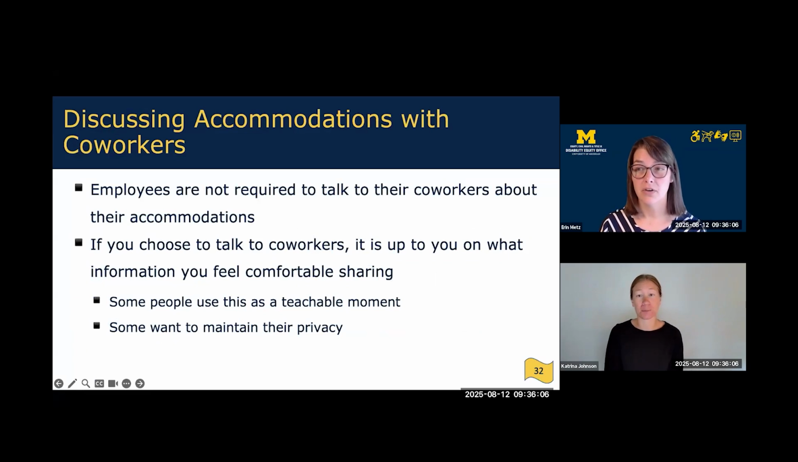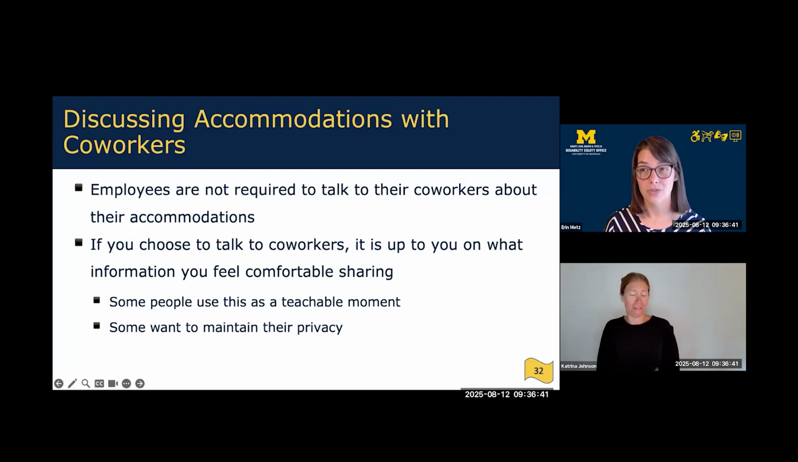When it comes to employees discussing their own accommodations with coworkers, it's important to understand that the disclosure is entirely voluntary. Employees are not required to share any information about their accommodations, but they have the option to do so if they choose. The extent and nature of any information shared is completely up to that individual. Some employees may choose to advocate for themselves and share their experiences to educate others about their condition and how it impacts them, while others may prefer to keep this information private. Ultimately, the decision to disclose and what to disclose rests solely with that employee.